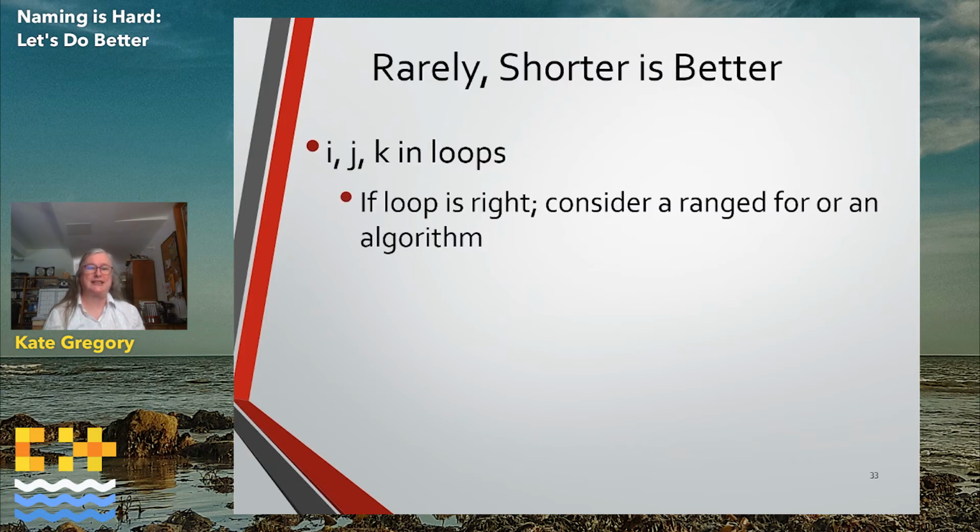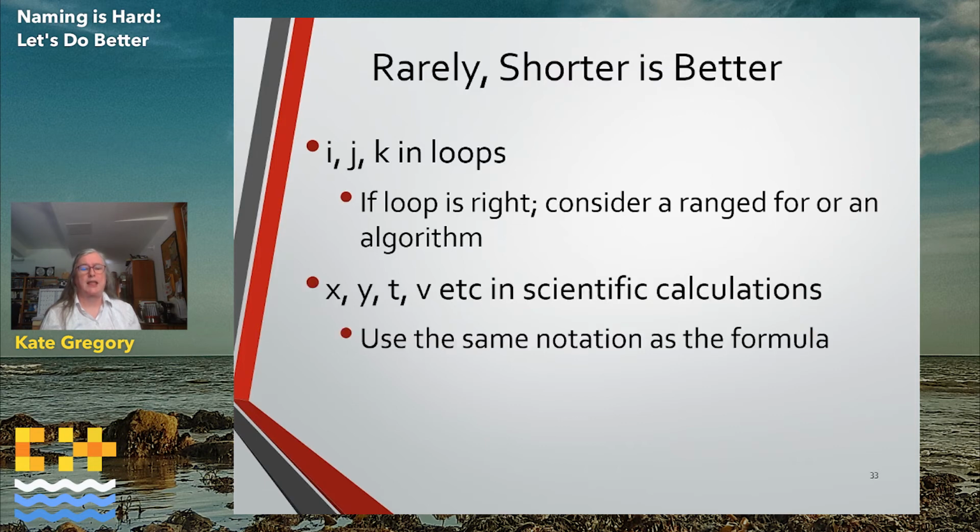One time is in loops. If you have a for i equals 0, i is less than 10, i plus plus kind of a loop, making that index not one letter long, you're not helping, right? You haven't made anybody's life better. Go ahead and use i, j, k in loops, if you should be writing a loop at all, and ask yourself, should I be writing a loop? If you're doing some sort of a scientific calculation and there's a formula, dear Lord, do not use horizontal position, vertical position, time, and velocity. Use the letters in the formula.